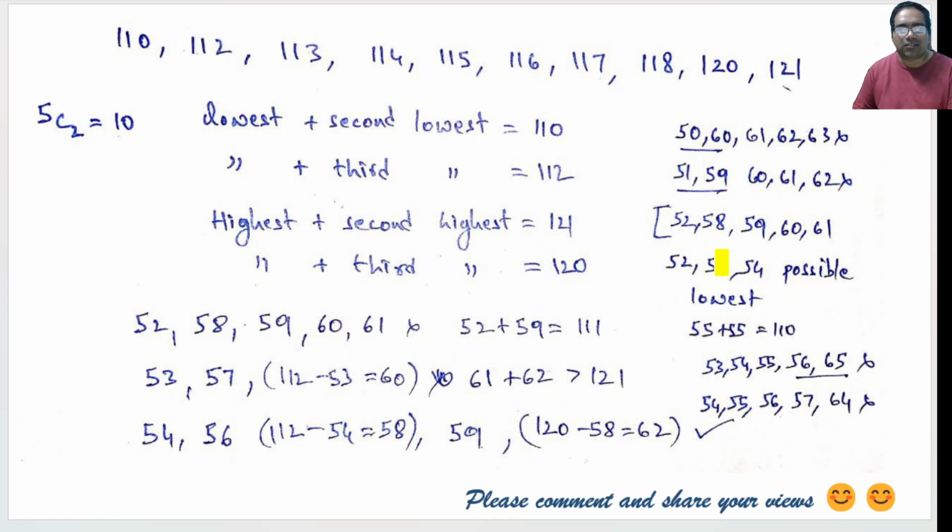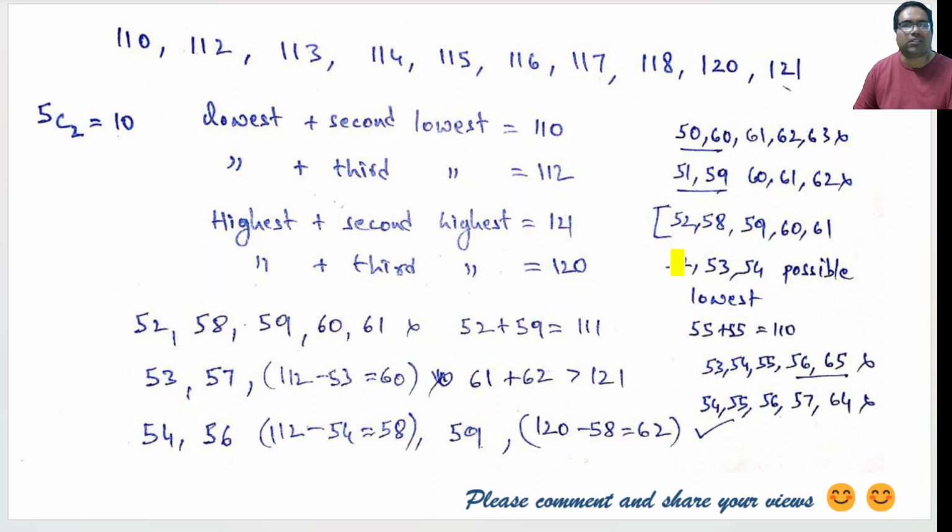Similarly, if it is 53 also, we have some options. 54 also, we have some options. But when the lowest becomes 55, the second number will also become 55. 55 plus 55 is 110, which is clearly not possible because there is no repetition. So 55 is clearly not possible. The lowest cannot be 55.